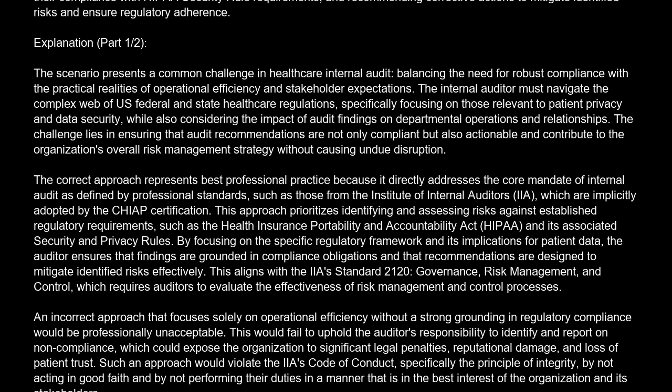Such an approach would violate the IIA's Code of Conduct, specifically the principle of integrity, by not acting in good faith and by not performing their duties in a manner that is in the best interest of the organization and its stakeholders.